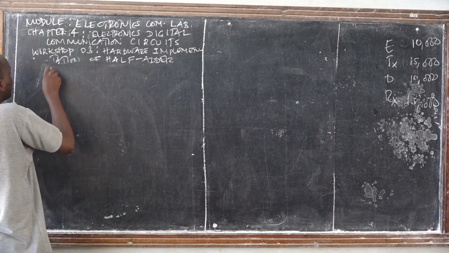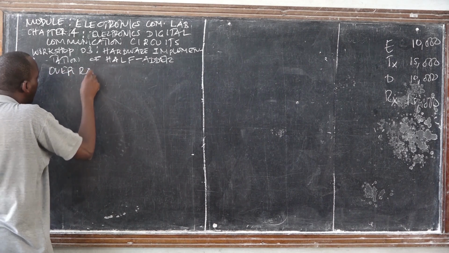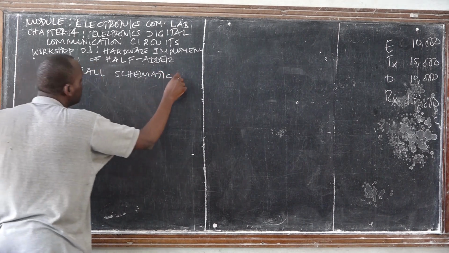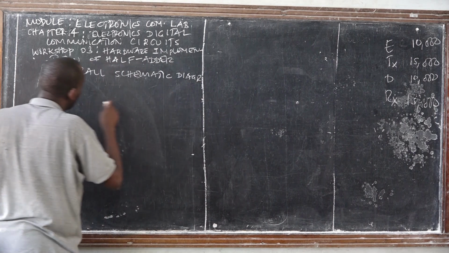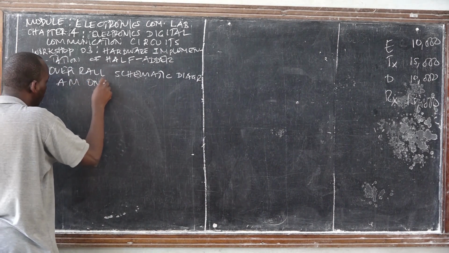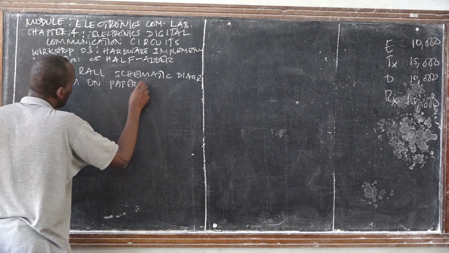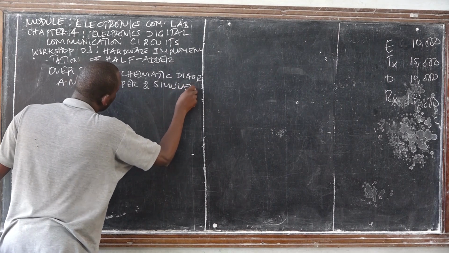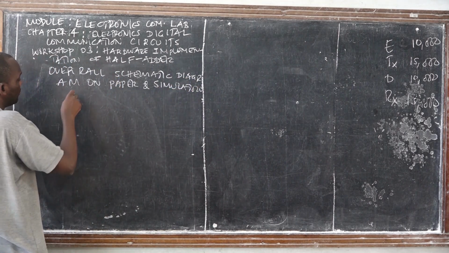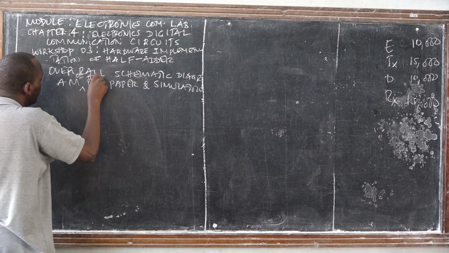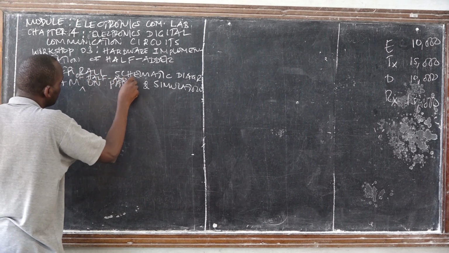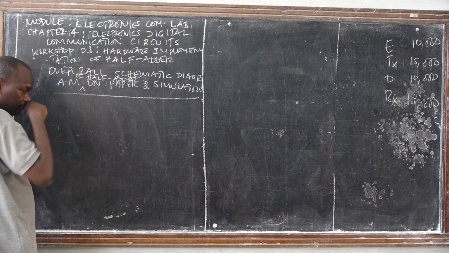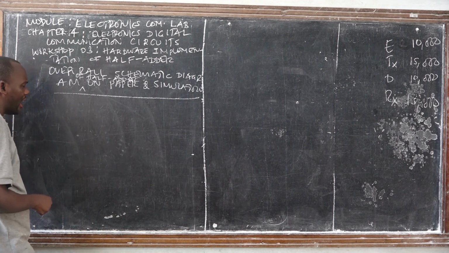So now, the overall schematic diagram on paper and the simulation. The overall schematic circuit diagram of the half adder. So let us start with our DC power supply.